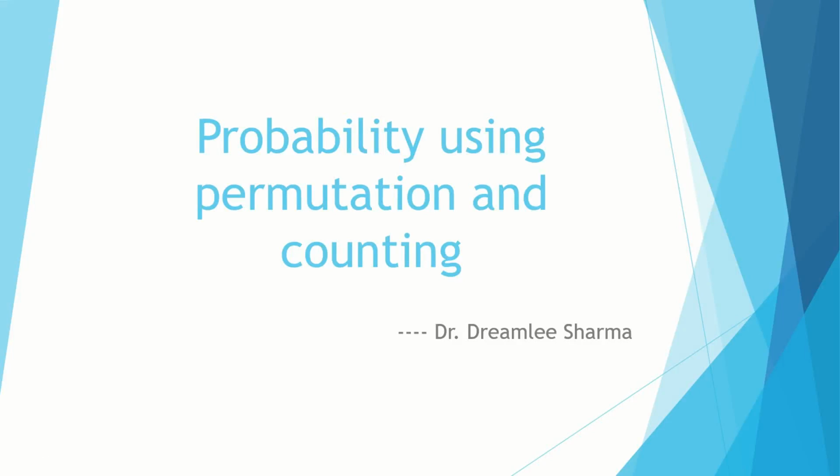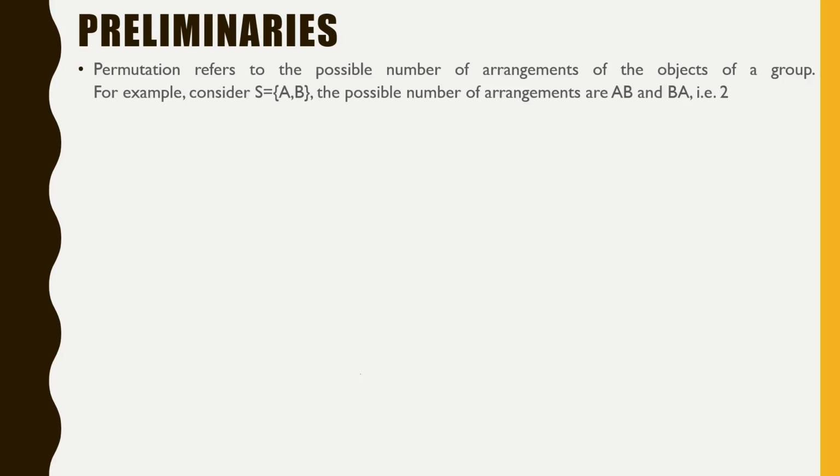Hello everybody, I have come with some more probability problems with permutation and counting principle. So let me begin with preliminaries on permutation and counting. Permutation basically refers to the number of possible arrangements of the objects of a group.